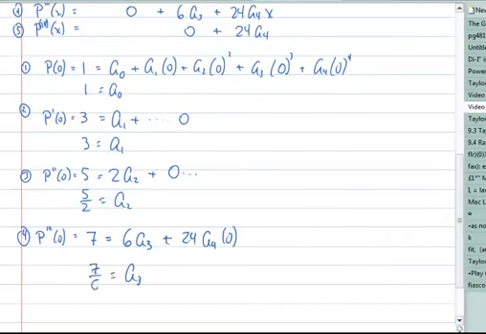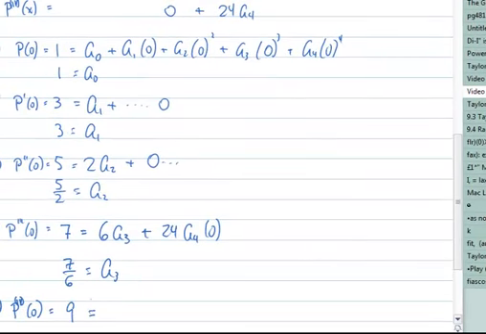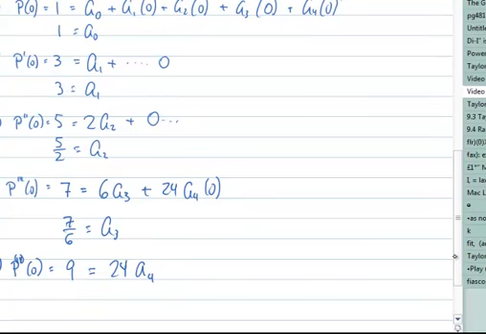That's just 7 over 6. And then the last one says the fourth derivative at 0 is equal to 9, which is equal to 24a to the fourth, using equation 5. And that says that the fourth coefficient is going to be 9 over 24.